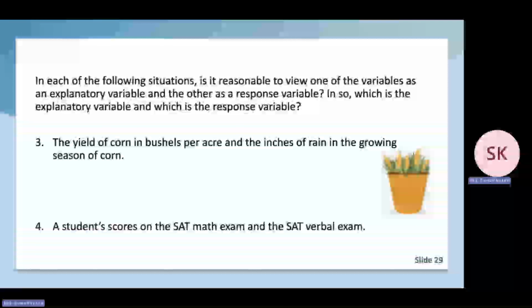Let's try two more. So you want to decide if there is an explanatory response situation. Could one variable cause a change in the other? And if so, what is the explanatory variable and what is the response? So pause the video and see if you can figure out which one is which.